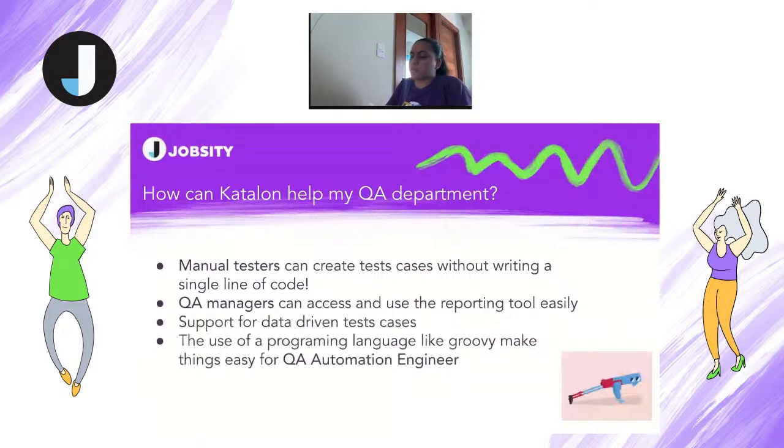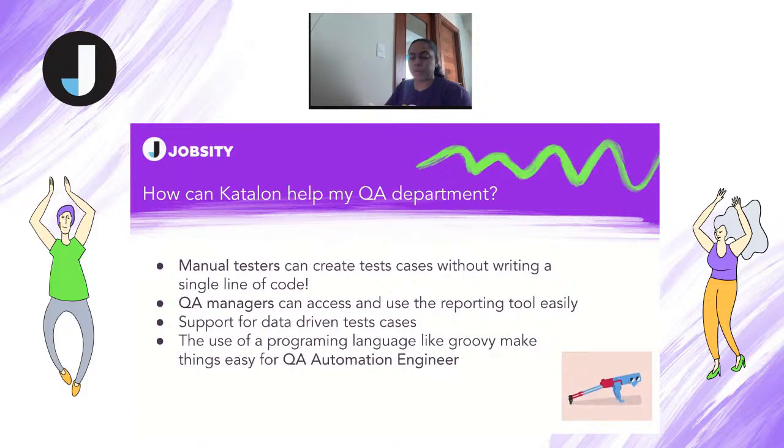So, the second point, QA managers can access and use the report tool easily. That's because Katalon sends emails of the report, and also builds PDF, CSV, and HTML reports, which we're going to see in a moment too, which are really simple to check.